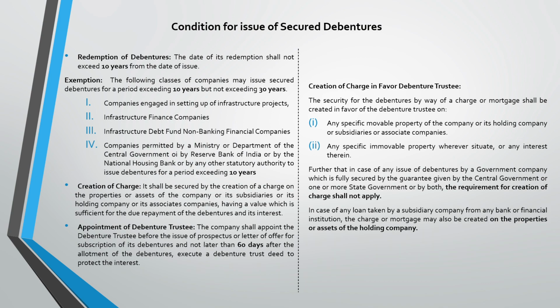While issuing secured debentures, the company has to appoint a debenture trustee. Who the debenture trustees are, we will be seeing in the upcoming slides. Like issue of shares, the issue of debentures to the public also includes issue of a prospectus, or a letter of offer in case of private placement. So before the issue of the prospectus or letter of offer itself, debenture trustees need to be appointed. And a debenture trust deed needs to be executed to protect the interest of the debenture holders. This trust deed should be executed within 60 days from the allotment of debentures.